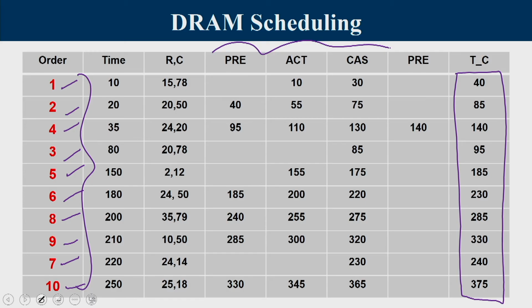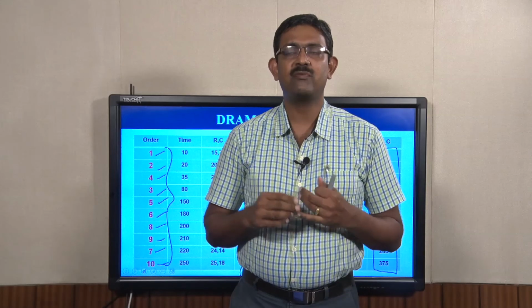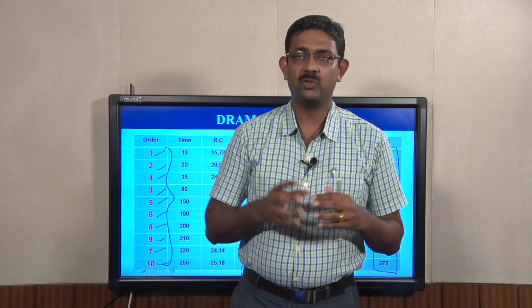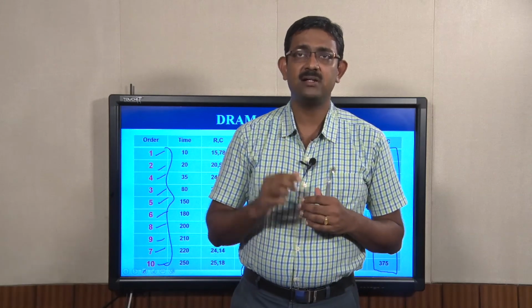So in this question, what is given is a set of requests that is coming to a particular bank of the DRAM controller, and now we are trying to find out the order, or the timings at which various signals are being given. So as far as DRAM is concerned, the time at which the signals are given is very important.